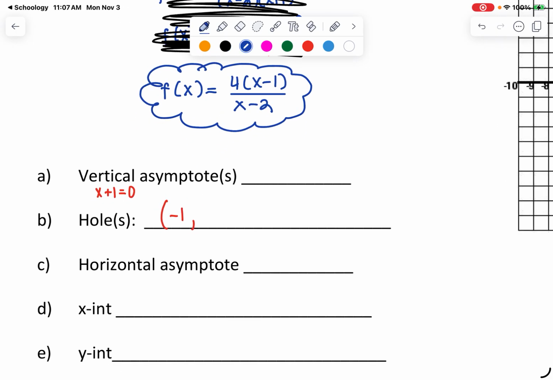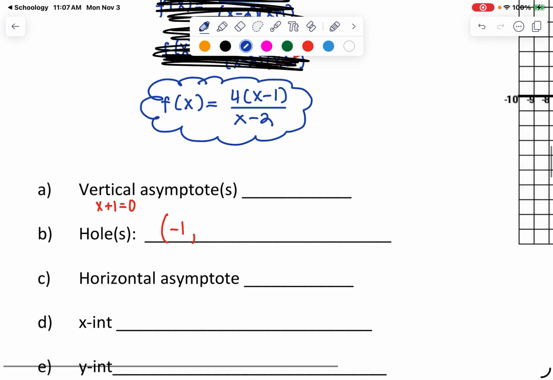Okay, so we need the y value of the hole, so we're going to plug negative 1 into f. So we're going to do f of negative 1. You get 4 times negative 2 over negative 3. So you get negative 8 over negative 3, which is 8/3. So the hole is at negative 1, 8/3.